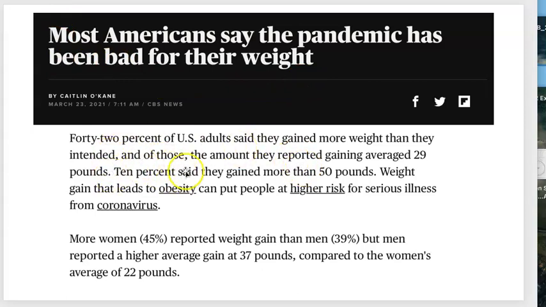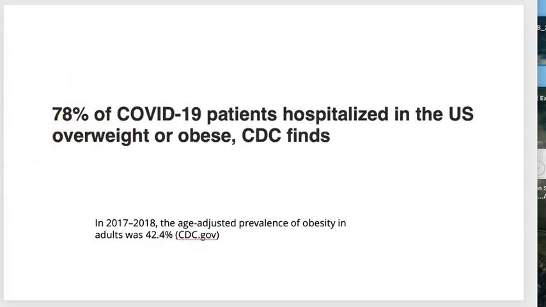Up to 10% of the population said they gained 50 pounds or more. The average was around 30 pounds of weight gain because of the lockdowns and forcing people to stay home, not hike, not go to the gym, not go to the beach, and so forth. And that obviously, according to what we know, was not good. It was actually the opposite of what we should have been doing in this particular pandemic.